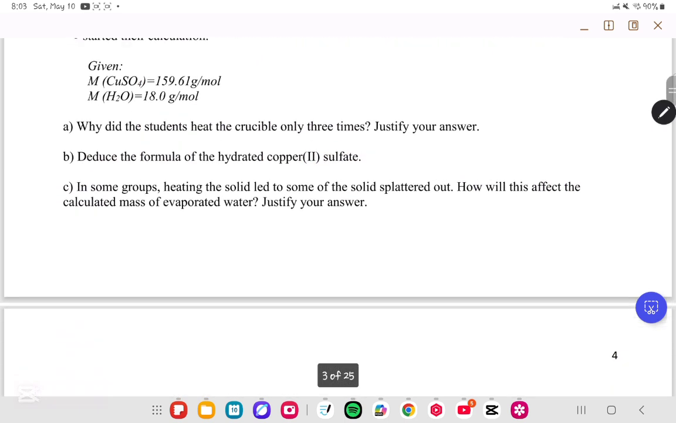In part C, it says, in some groups, heating the solid led to some of the solid splattering out. How will this affect the calculated mass of the evaporated water? Justify your answer. So, if some of the solid was splattered out, they will consider that this change in mass is what? It is the evaporation. They will think that this is the result of the evaporation of water. So, as a result, the calculated mass that is splattered out will be added onto the calculated mass of the water, okay? So actually the calculated mass of the evaporated water will be greater than the actual mass.